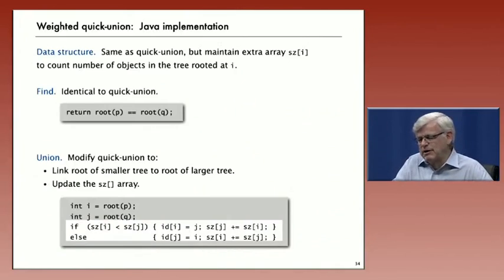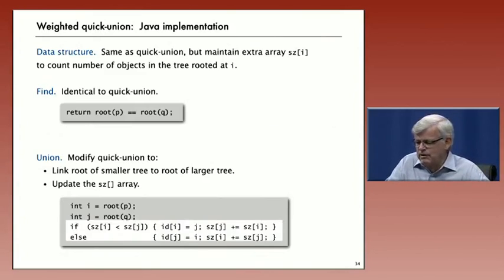Let's look at the Java implementation, and then we'll look in more detail at that quantitative information. So we use the same data structure, except now we need an extra array that for each item gives the number of objects in the tree rooted at that item, which we'll maintain in the union operation. Find implementation is identical to quick union. You're just checking whether the roots are equal.